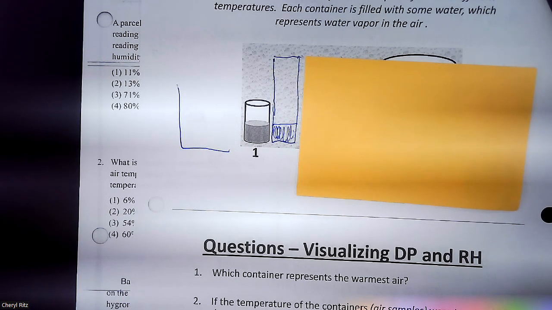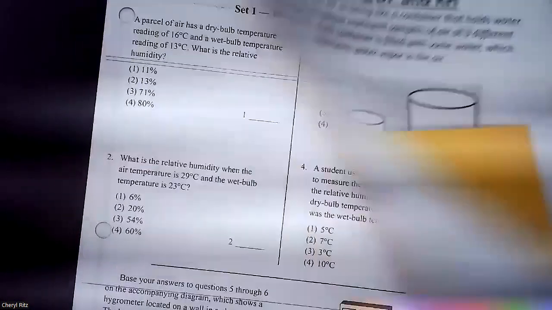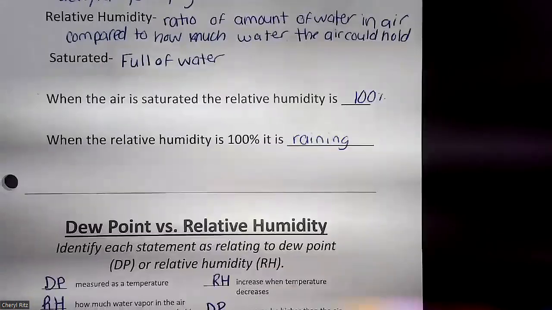So if this container was 100% full of water in the morning, causing the dew, and then the air warmed up, is this container now filled with 100% of water? No, that's only like 30%, maybe 20. So the humidity is often lower in the afternoon than it is in the morning.